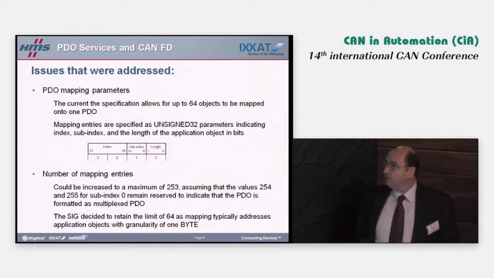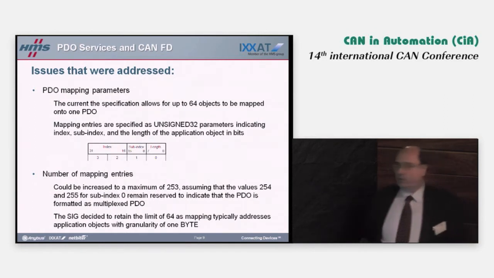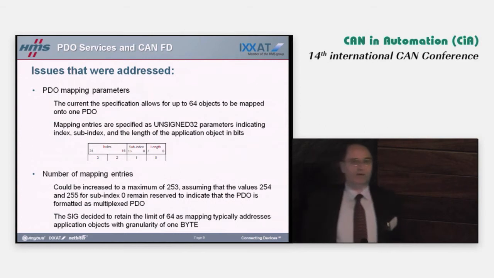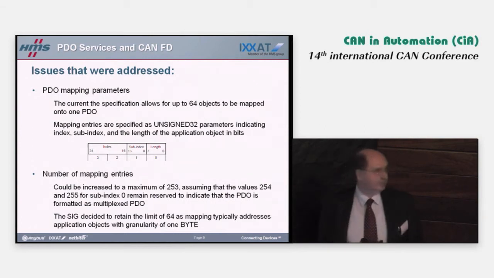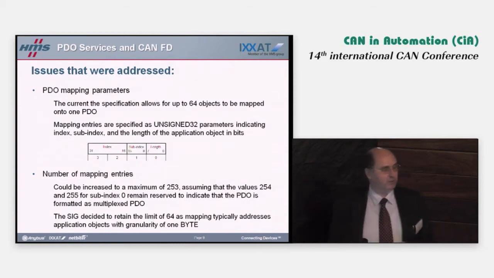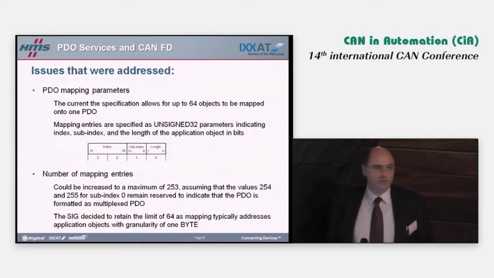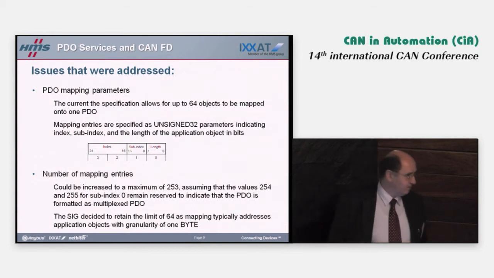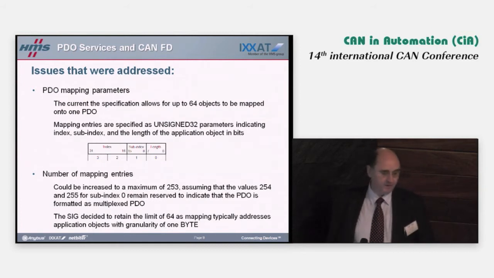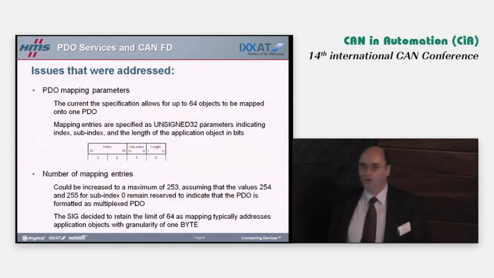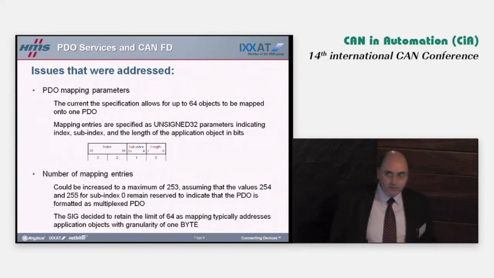So let's start with the PDO services and start actually with the PDO mapping parameters. Currently, we have a limitation of at most 64 objects that we can map into one PDO. This is essentially 64 Boolean objects. I come to the issue of Boolean later on. The mapping entries are specified in records in the object dictionary as unsigned 32 parameters, indicating index, subindex, and the length of the application object this is mapped. So currently length, this is 64, so you have here 255, so you could actually map objects of size 255 bits, which you probably won't do.